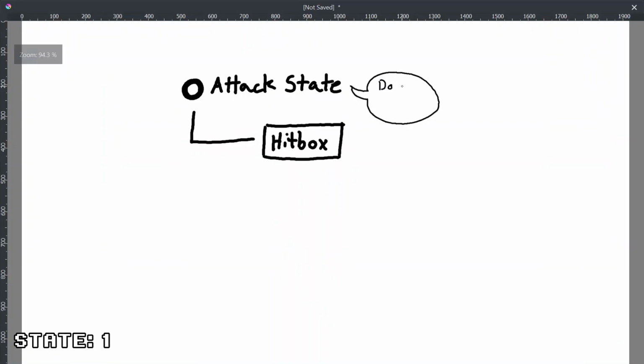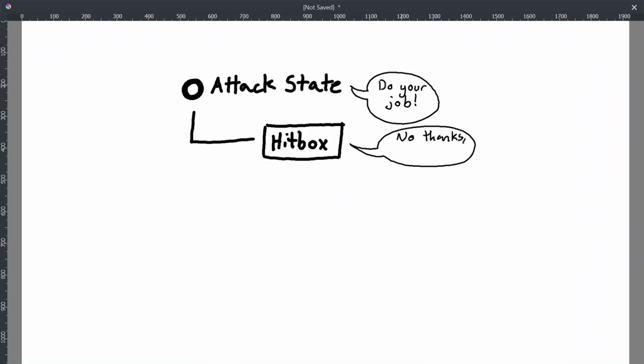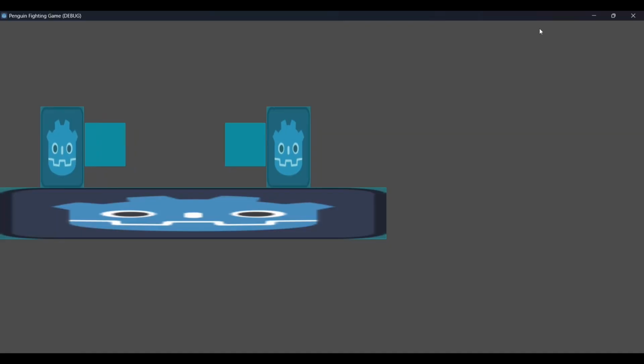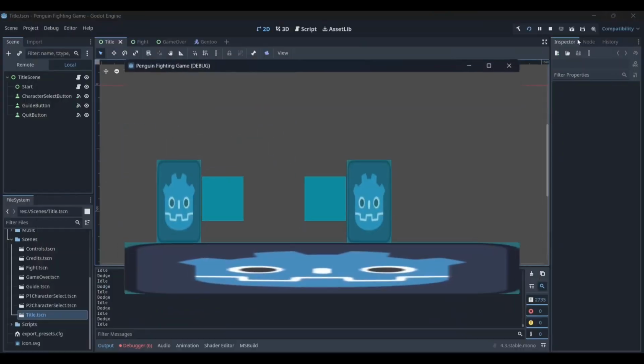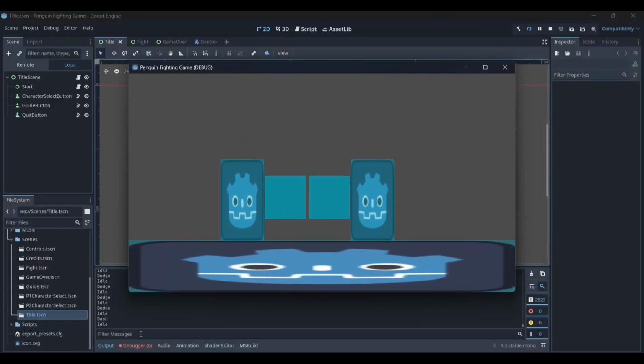Basically, the attack state's purpose is to hold the hitbox and tell it how to attack. The problem was that when the game started, the attacks did nothing. No damage, no pushback, nothing I programmed to happen was happening. And weirdly enough, I couldn't see the hitboxes in the editor, even when I enabled the setting. Right off the bat, the fight part of Flightless Fighters wasn't working, and I didn't know how to fix it.